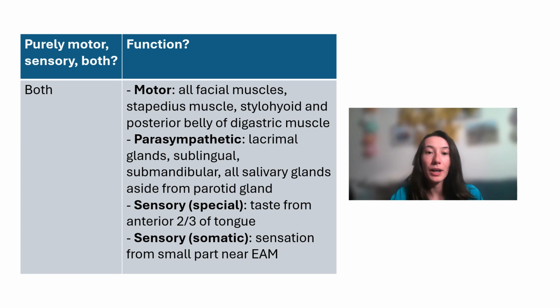Now going on to the parasympathetic role. The nerve innervates the lacrimal glands, the sublingual glands, the submandibular glands, and all salivary glands aside from the parotid gland.